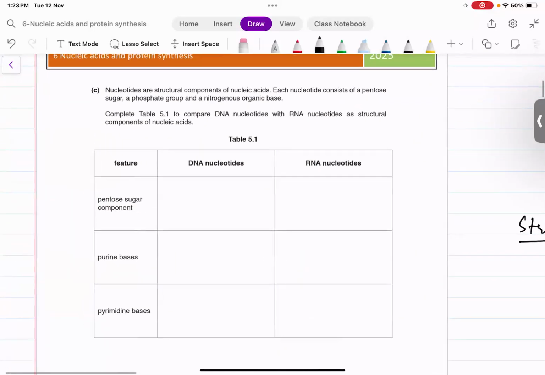So this is again a comparison between these nucleotides. Nucleotides are structural components of nucleic acid. Each nucleotide consists of a pentose sugar, a phosphate group, and a nitrogenous organic base. Complete table 5.1 to compare DNA nucleotides with the RNA nucleotide as structural components of nucleic acid. So the pentose sugar present in DNA, what will its name be? That is deoxyribose. And in RNA? That would be ribose.